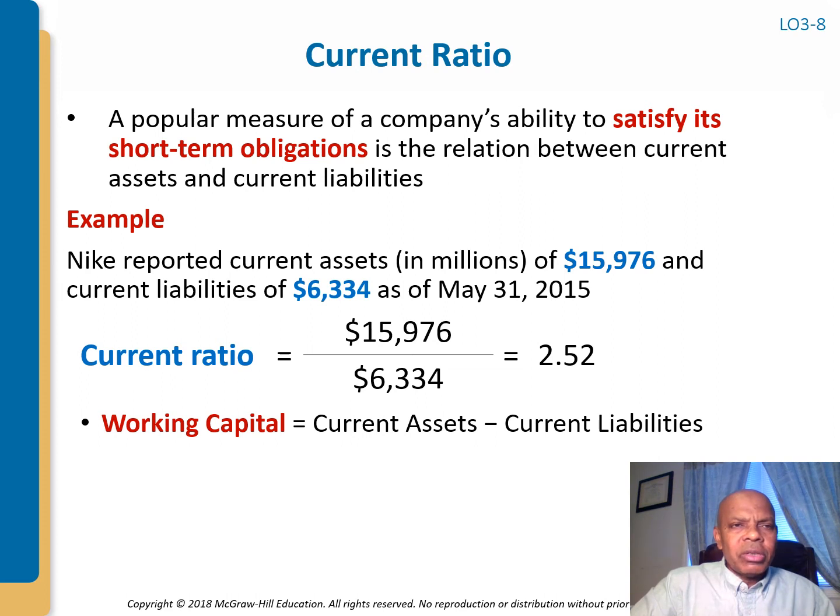Current ratio, just a quick example here. A popular measure of a company's ability to satisfy short-term obligations is the relation between current assets and current liabilities. Example, Nike reported current assets, in millions, of say 15,976, and then current liabilities of 6,000. So it looks good just by looking at it, right? Now this one is a current ratio of 2.52, which is much better. You've got enough assets to pay off your liabilities, right? It's a lot. It's good. This entity has a very good liquidity ratio.